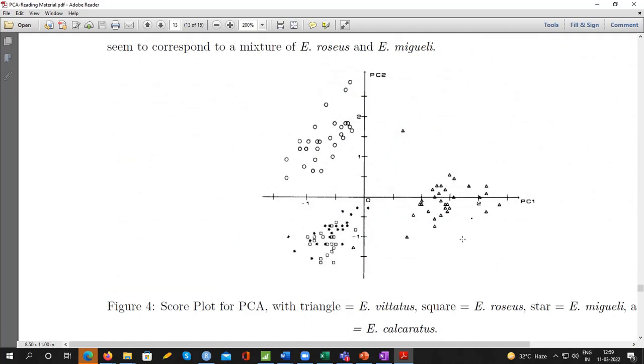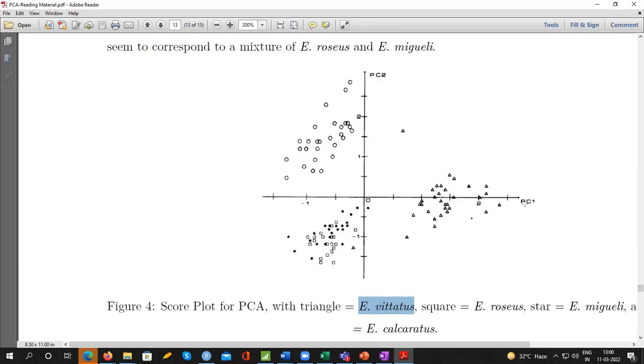So in the score plot you can see three groups. Even though there were originally 4 species, the symbols have been given as per species, so you can see 4 types of symbols, but these two groups are kind of mixed with each other, whereas this group and this group are clearly separated. So triangles is what? E vitatus. Now, what do these triangles denote?